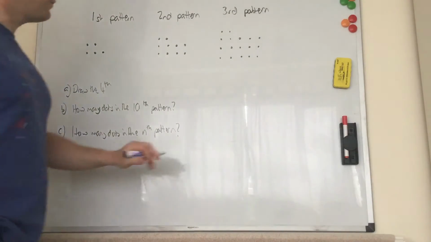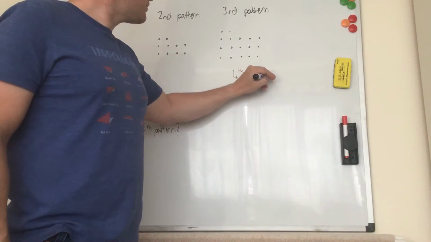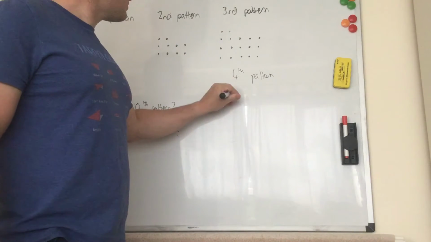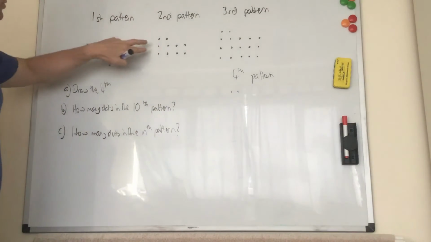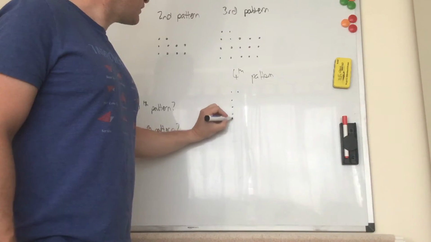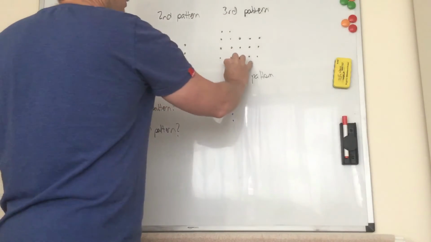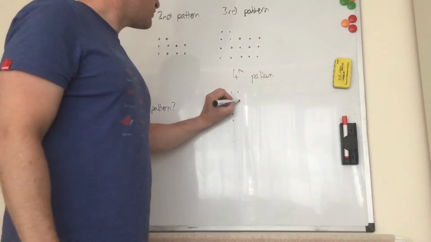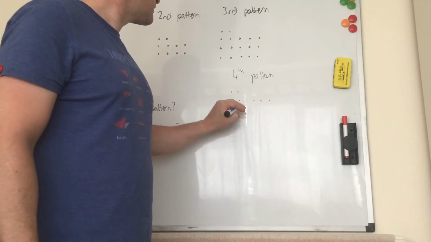Question A says draw the fourth pattern. Hopefully that's quite straightforward. The 2 dots at the top don't change every time. Then going down here I've got 1 dot, 2 dots, 3 dots. So here I'm going to have 1, 2, 3, 4 dots. Then going across I've got 3, 4, 5. So here we're going to have 6 dots going across. 2, 3, 4, 5, 6.